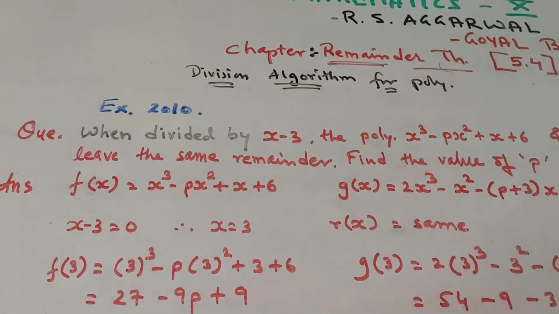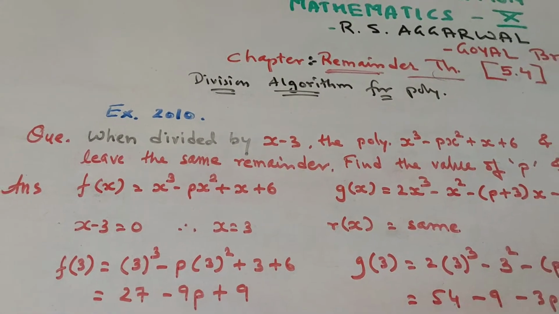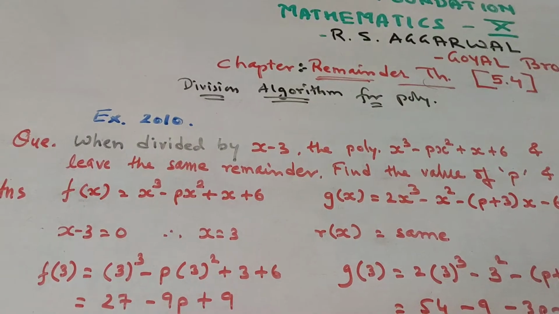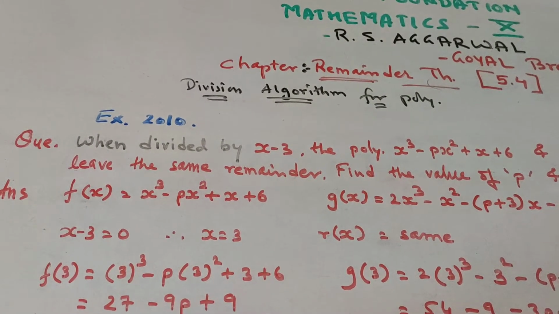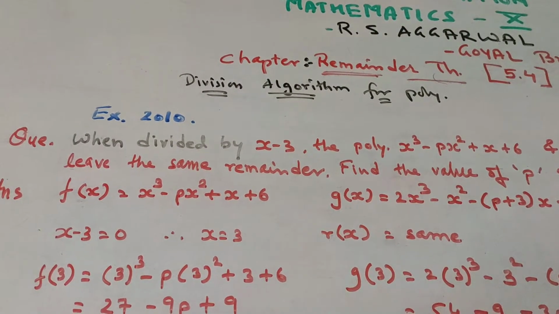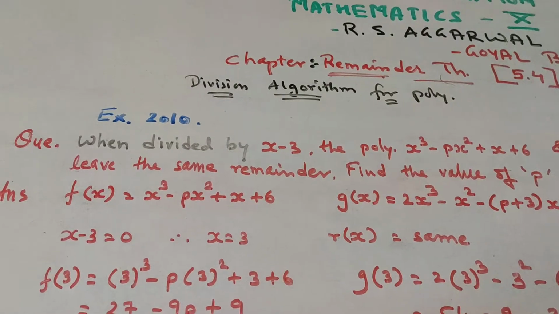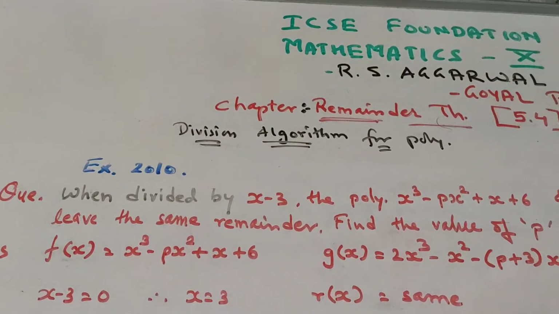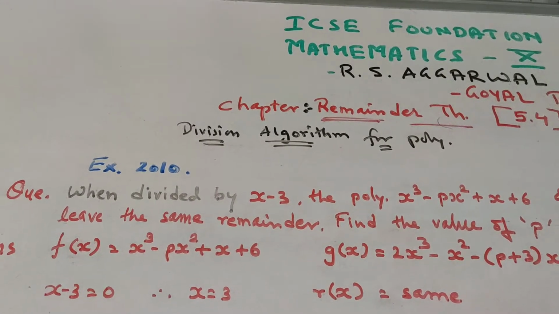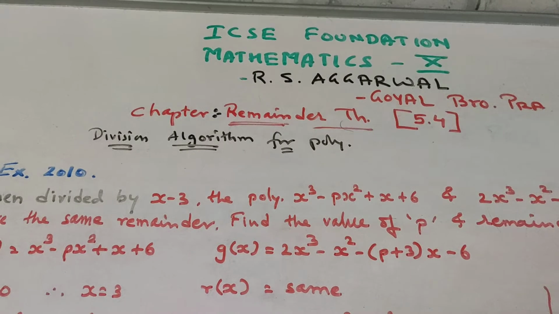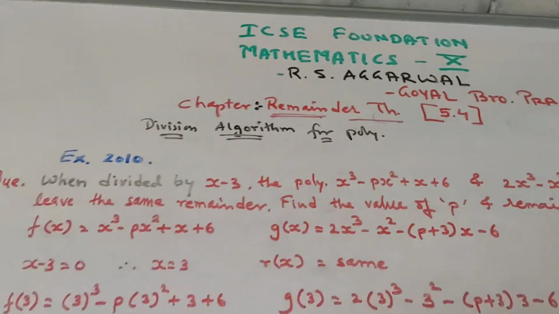We'll first of all give names to the two polynomials, or we can say denotations for the polynomials. I have given f(x). You can give anything you want, p(x), m(x), g(x), whatever. So I have given f(x) and g(x). f(x) is equal to x cube minus px square plus x plus 6, and g(x) is equal to 2x cube minus x square minus (p plus 3) x minus 6.